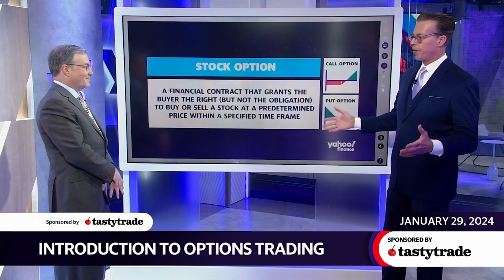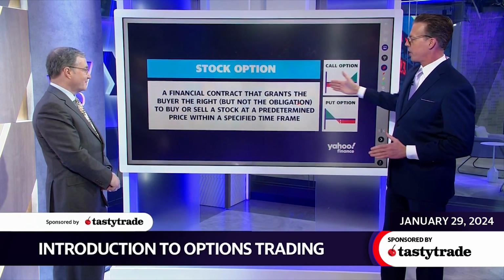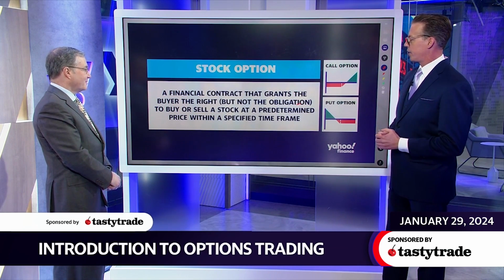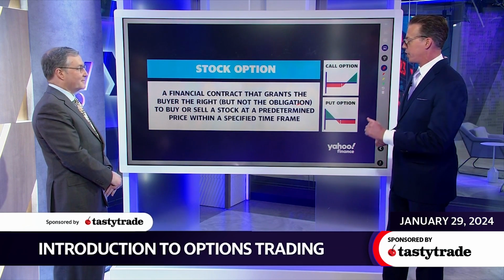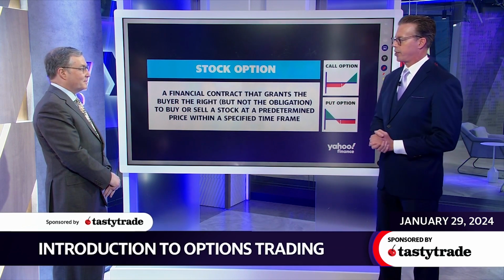And let's start with a very simple definition here. This is a stock option definition: a financial contract that grants the buyer the right, but not the obligation, to buy or sell a stock at a predetermined price within a specified period of time. Just tell us some of the important aspects of this.